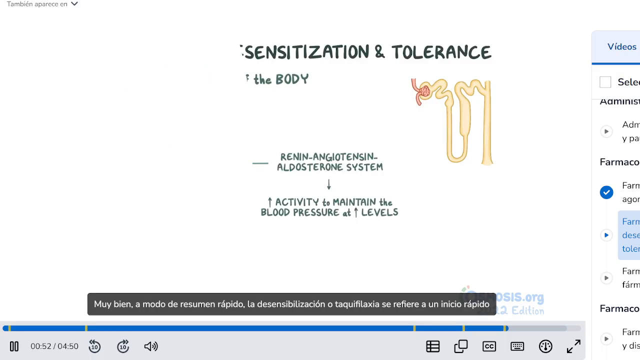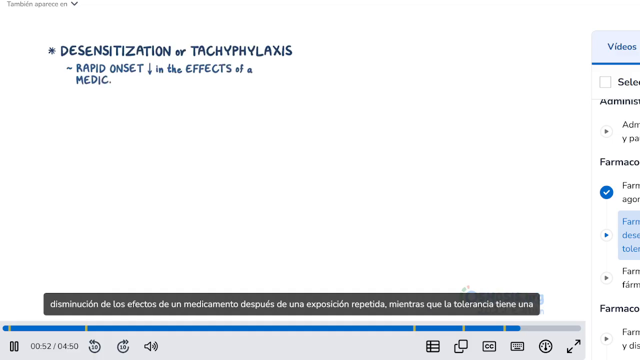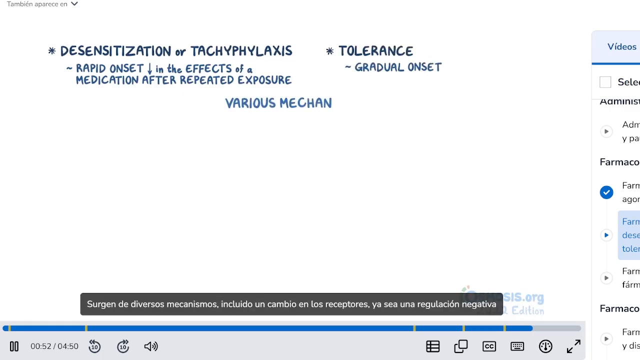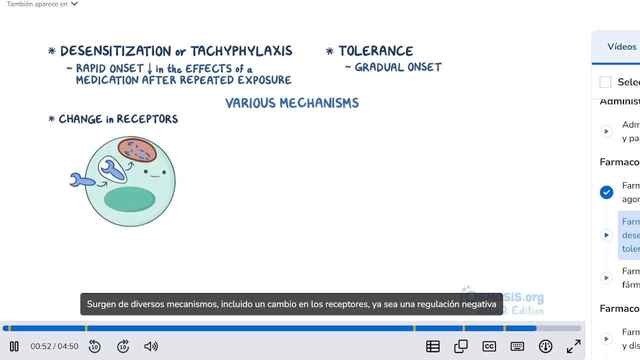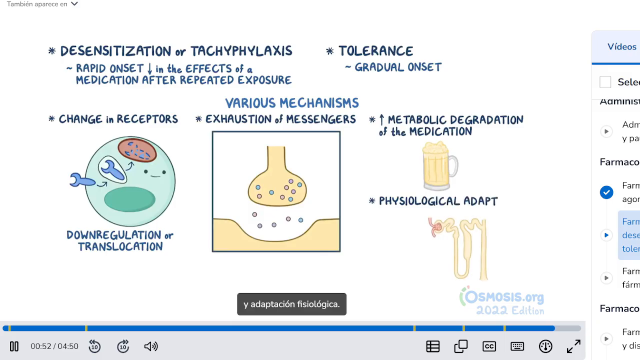Alright, as a quick recap, desensitization or tachyphylaxis refers to a rapid onset decrease in the effects of a medication after repeated exposure, whereas tolerance has a gradual onset. They arise from various mechanisms including a change in receptors, either downregulation or translocation, exhaustion of messengers, increased metabolic degradation of the medication, and physiological adaptation.